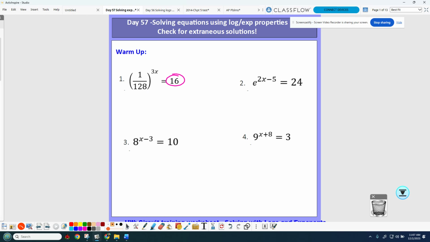16 is what times itself some number of times? 4 times 4. Which is also 2 times 2 times... it's 2 to the 4th, right? 128, I don't know. What's 2 to the 5th? 32. So 2 to the 6th? 64. Doubling that, 64. 2 to the 7th? 128. I mean, come on, you guys have all played 2048.